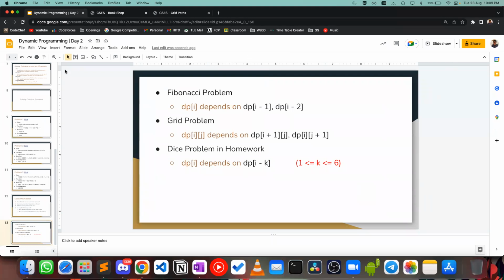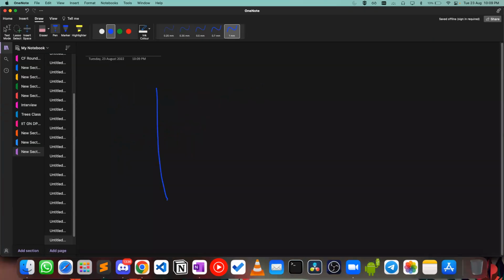So for a Fibonacci number, it only depended on dp of i minus 1 and dp of i minus 2. So how many states do I need to store? How many previous states do I need to store? 2. Perfect. Now this is going to be tricky. If you talk about grid, this grid of ij is dependent upon this state, and it is dependent on just this state. So how many states do I need here?